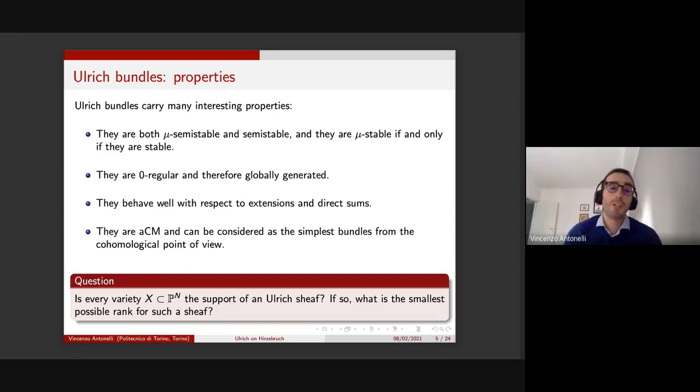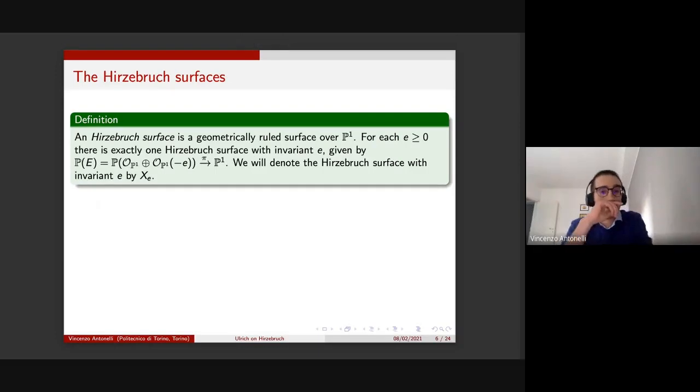But as you saw from the title, I will be considering a particular family of surfaces, which are the Hirzebruch surfaces. Let me just recall the definition to fix the notation. A Hirzebruch surface is a ruled surface over P^1, and it has a nice description in terms of projectivized bundle. So if you take a positive integer e, then every Hirzebruch surface is isomorphic to the projectivization of the vector bundle O_{P^1} direct sum O_{P^1}(-e). You have a projection over P^1. And in this talk, we just denote the Hirzebruch surface by X_e.